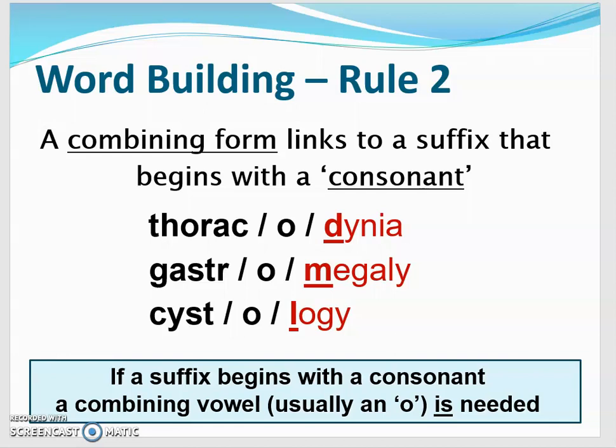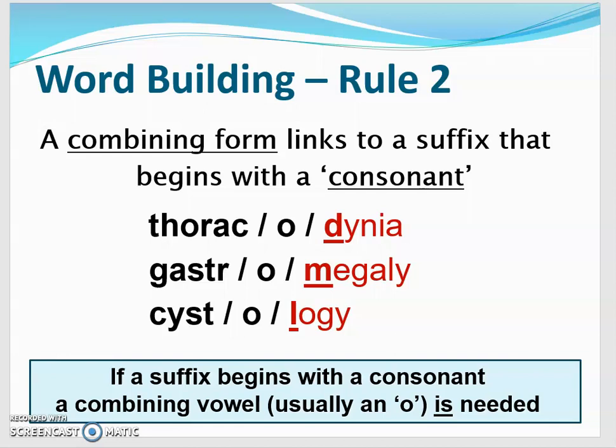A combining form links to a suffix that begins with a consonant. So you see here some combining forms. Same 3 words as before. Now we're showing you the combining vowel that normally appears with that word root in the form of a combining form. And we have 3 suffixes, and you'll notice all 3 suffixes start with a consonant, which means that we're going to keep that combining vowel.